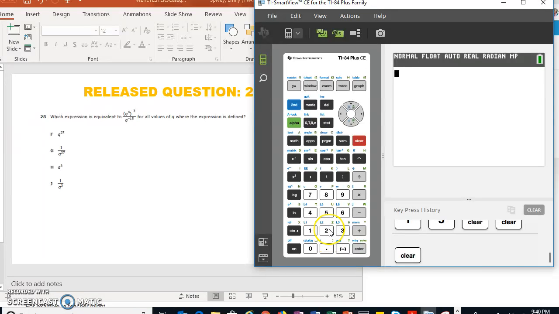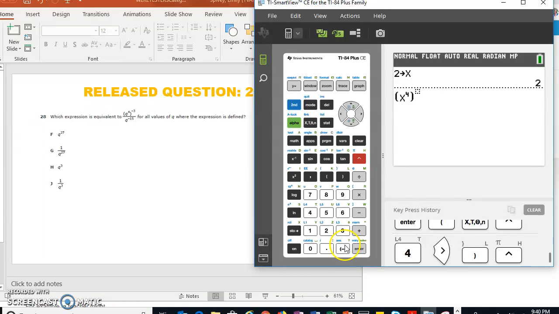Problem with these exponents, let's store a 2 in for the x, and I hope you don't mind that I'm going to use an x instead of a q just because the x is easier to access on the calculator. So we're going to set this expression that they give us in the problem. Let me get that typed in.